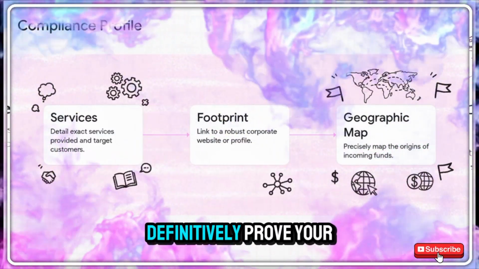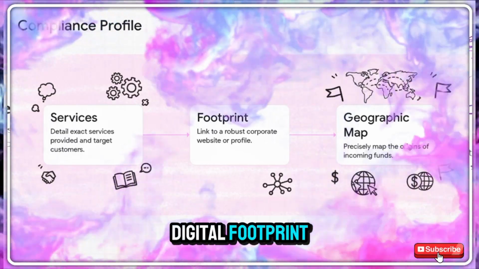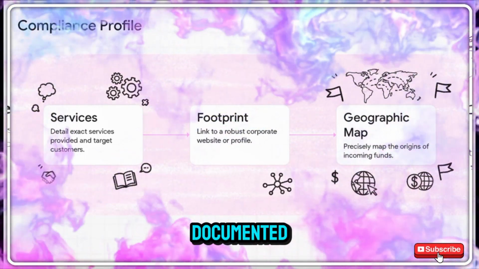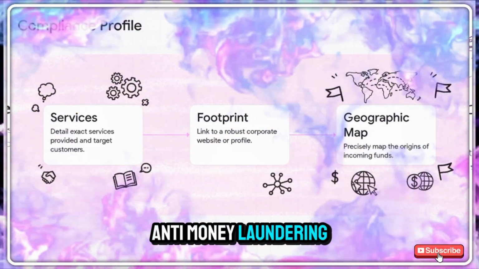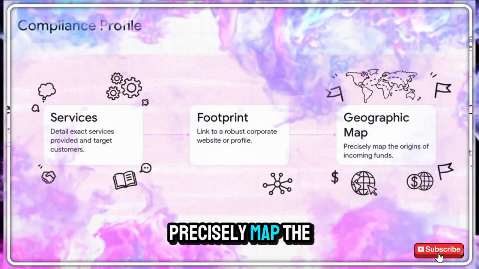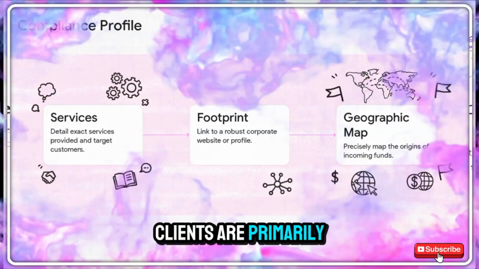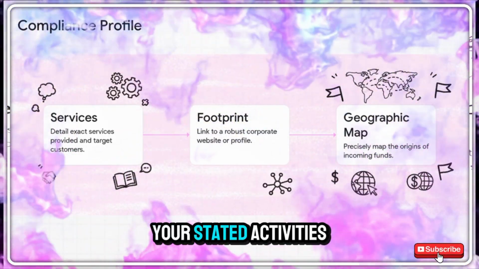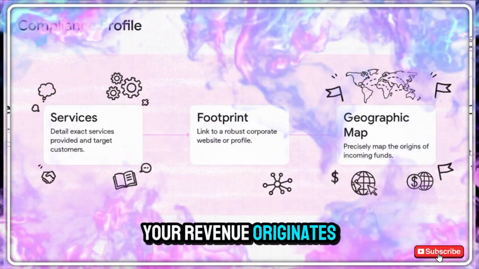You also have to definitively prove your real-world existence through a robust digital footprint. We're talking a live corporate website or an extensively documented professional network profile. And finally, for anti-money laundering compliance, you have to precisely map the geographic origins of your incoming funds. So if your clients are primarily in Canada and the UK, you must declare that up front. Your stated activities have to perfectly align with the actual regions your revenue originates from.